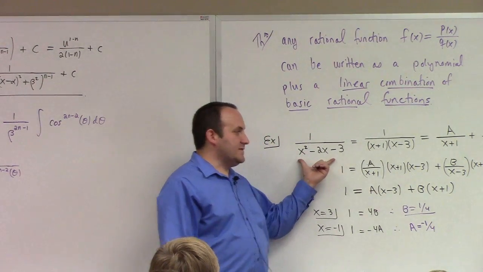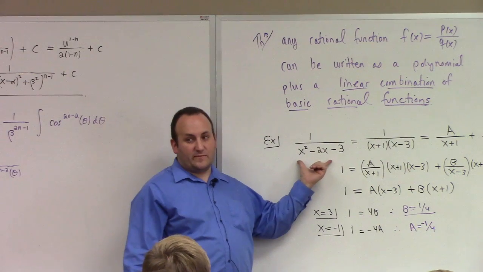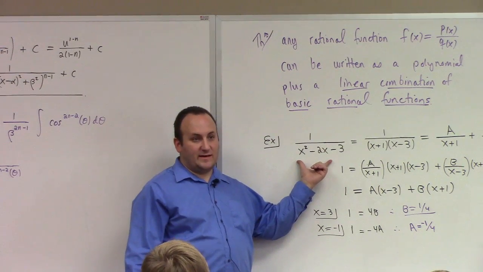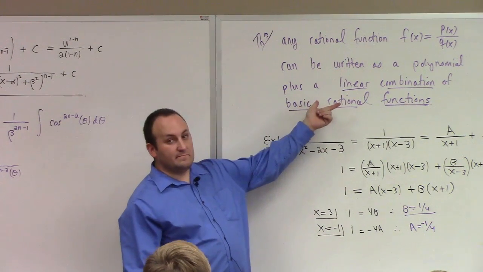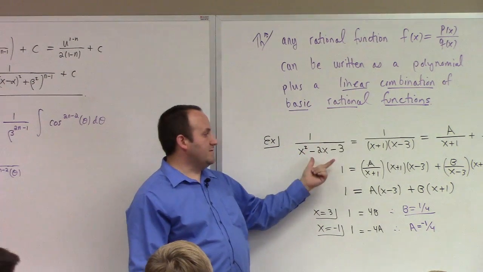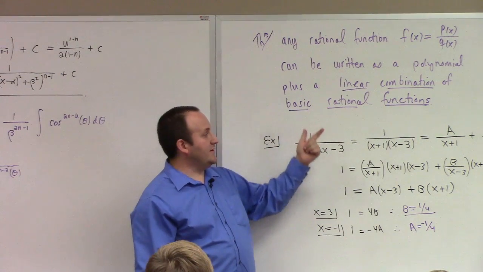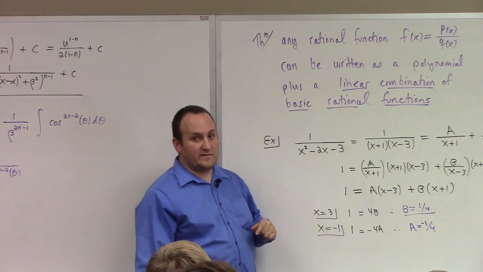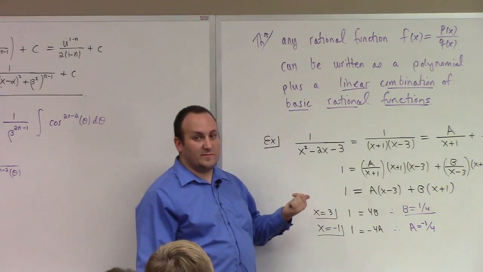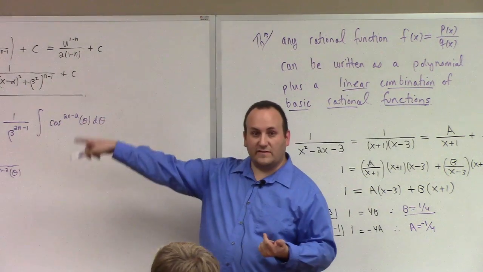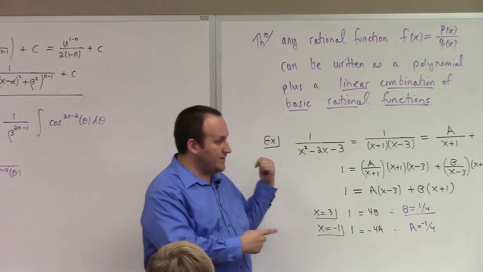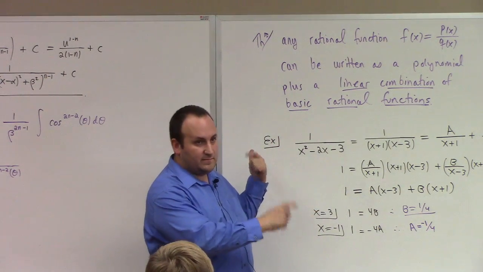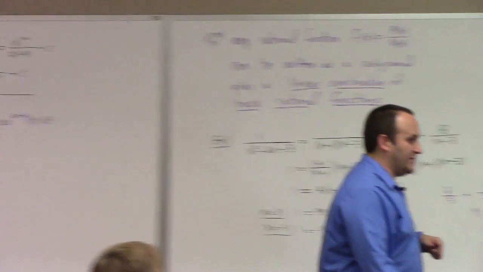We're trying to take these and rewrite them as a sum of fractions because it can be done because of this theorem. It can always be done. You can always rewrite any rational function as a polynomial plus a sum of basic rational functions. And when you do that, why is that awesome? Because we can integrate any basic rational function. So once you do this algebra step, you can integrate. So that is partial fractions.